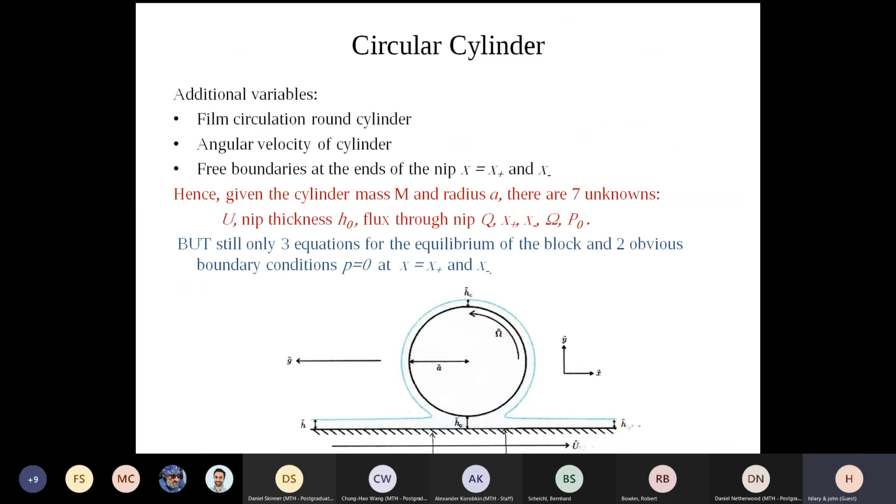Of course, the P equals naught conditions can be applied to Reynolds equation, but we have got a free boundary problem for both x minus and x plus. So I am 2 equations short if I use my 3 equations of motion for the cylinder and the P equals naught conditions at x plus and x minus. So we have an underdetermined problem at the moment. Let's see what we're going to do about that.